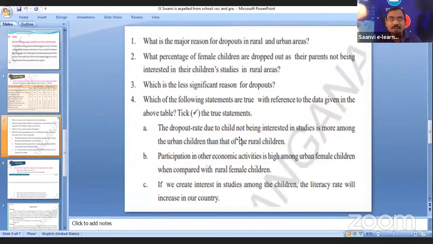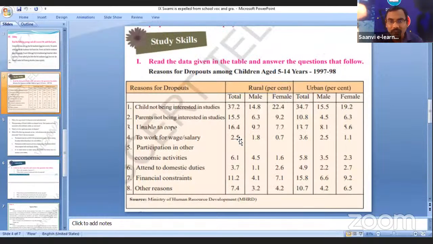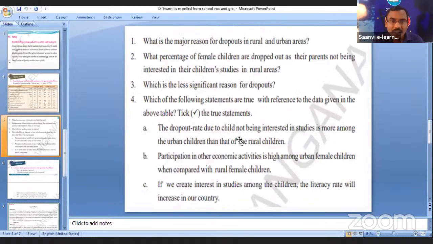And finally, one more question. Which of the following statements are true with reference to the data given in the above table? Tick the true statements. The dropout rate due to child not being interested in studies is more among the urban children than that of the rural children. So that's wrong. That's not the correct statement. Participation in other economic activities is high among urban female children when compared with the rural female children. Okay, that statement is true.